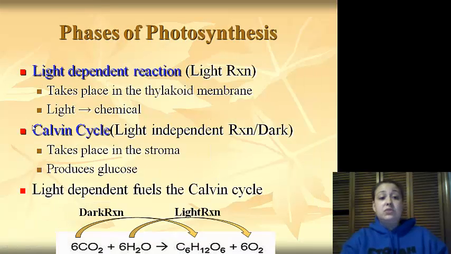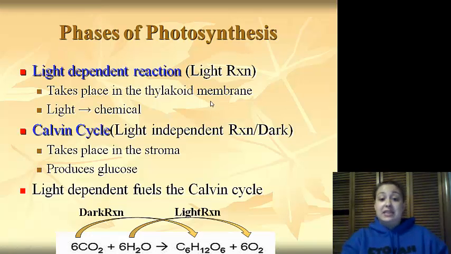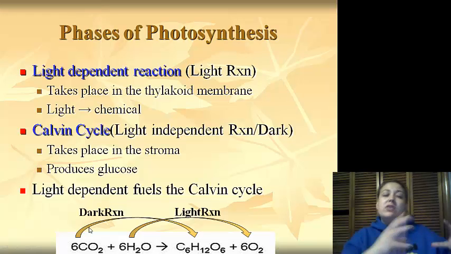So again, we have 2 different types of reactions. The light-dependent reaction must occur during the daytime, during the light. It takes place in the thylakoid membrane and must use light. The Calvin cycle, or the light-independent reaction, or the dark reaction, takes place in the stroma, and it produces the glucose. If we look at our chemical equation, we can see that the dark reaction uses the 6CO2 to create the sugar, and the light reaction uses the water to create the oxygen at the end.